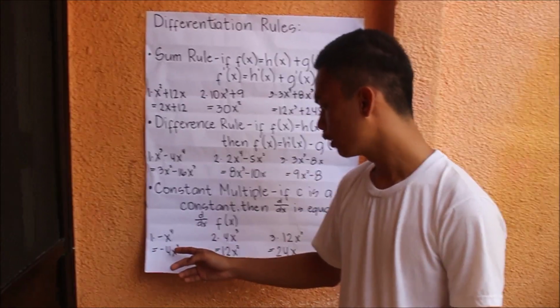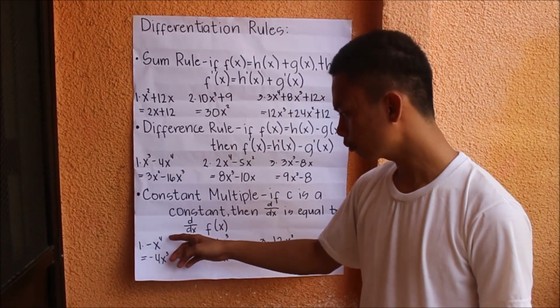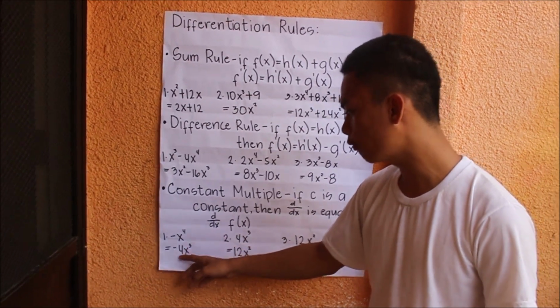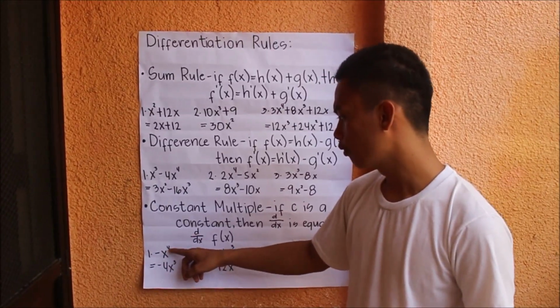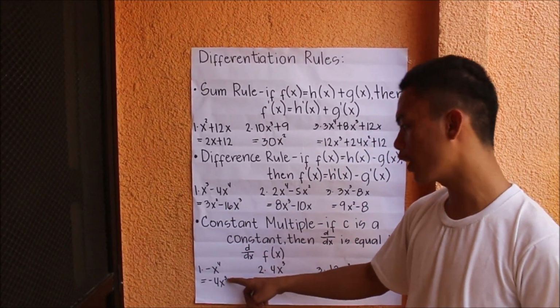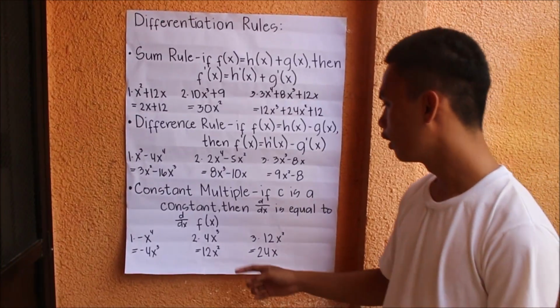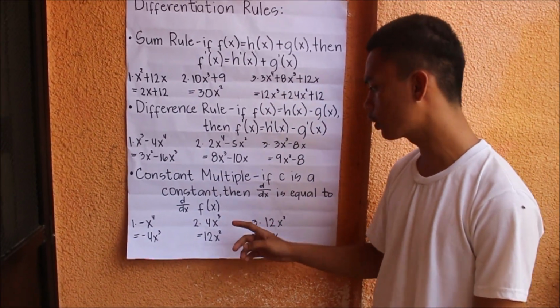For negative 4x cubed, it is 4 times the imaginary 1, which is equal to 4, negative 4. Then 4 minus 1, that's why it's cubed. Number 2, 4x cubed is equal to 12x squared.